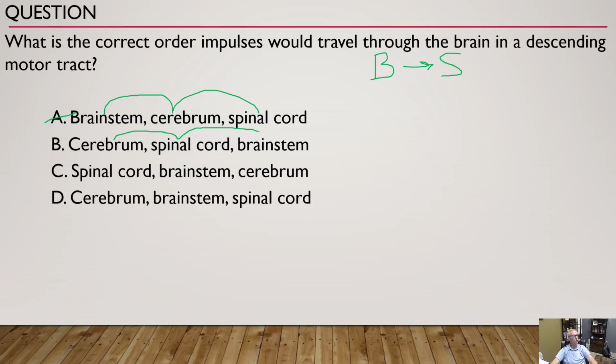Cerebrum, spinal cord, brainstem. That doesn't logically flow because the brainstem is above the spinal cord. Spinal cord, brainstem, cerebrum. No. Cerebrum, brainstem, spinal cord. That logically flows, the order in which the structures of the brain flow.